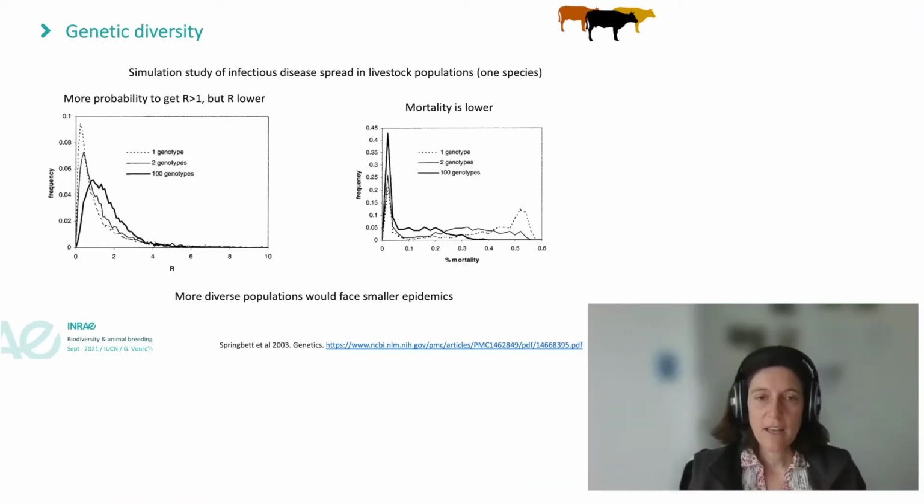So it's just one species. On the graph on the left, you see the results that for a group with high genotype diversity, which is the continuous black line, you have a higher probability for the reproduction number to be above 1, but altogether it is lower, which means the epidemic is less intense. And on the graph on the right, you see that in that condition, in a group with higher genotype diversity, the mortality is lower. So altogether, a more diverse population would face smaller epidemics.